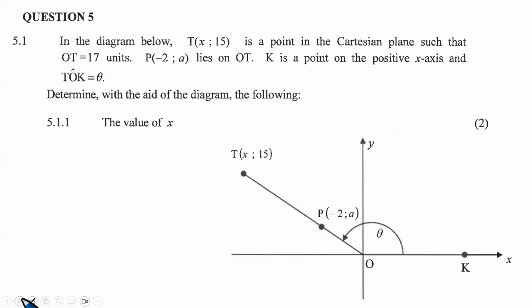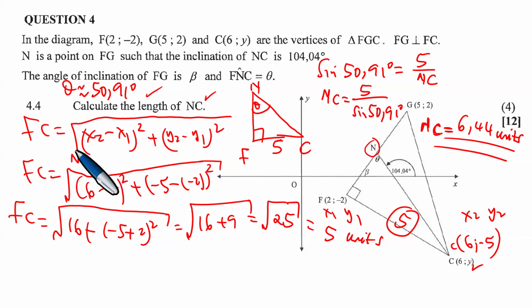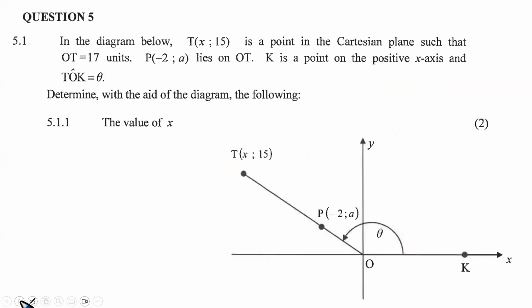Move forward. The next question says question 5. We were looking previously at question 4. For the first time, we have a taste of trigonometry. Trigonometry appeared in the June paper for those who wrote paper 2, but for those yet to write paper 2, we have a chance to get a great feeling of this particular paper.